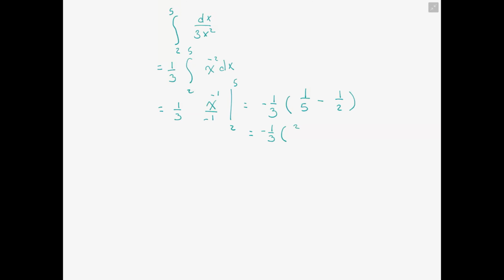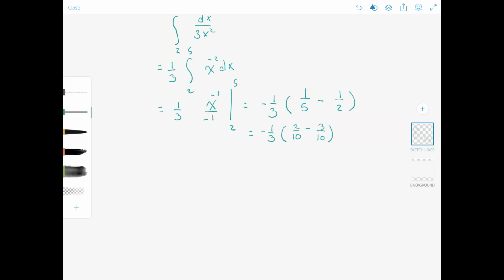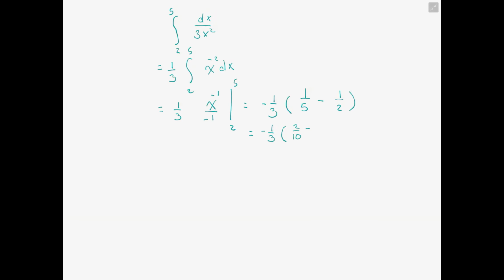And this is equal to -1/3 times 1 on 5 minus 1 on 2. And then when we get the common denominator, we have -1/3 times 2/10 minus 5/10, I'm sorry. Oh, gotta get that.